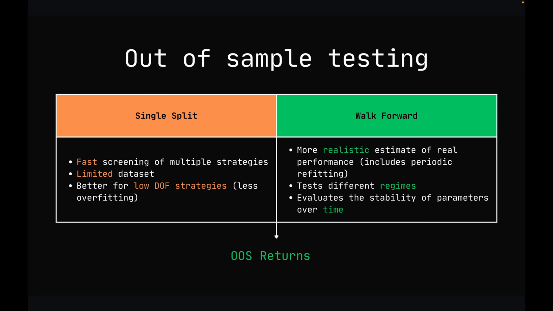Then you will have the walk forward analysis, which is more realistic for estimation of real life performance, because in real life you will tune your system on, let's say, the last 3 years of data and leave it untouched for 1 year, for example.